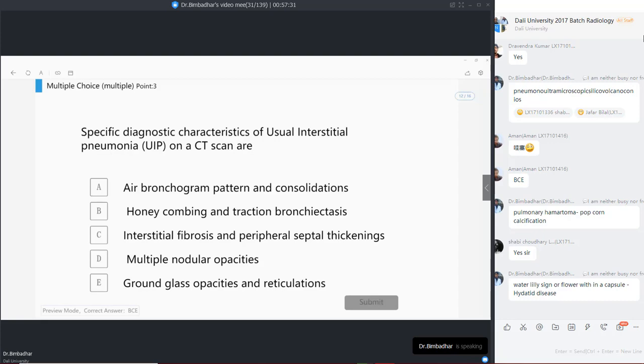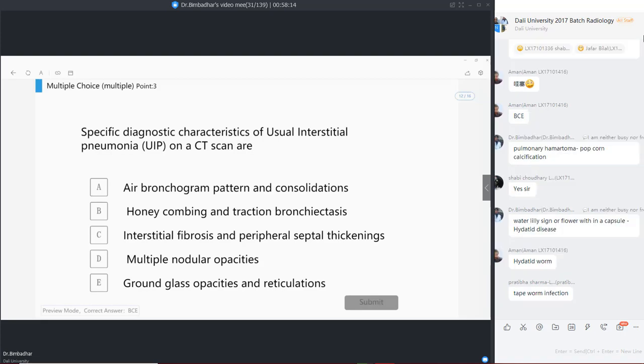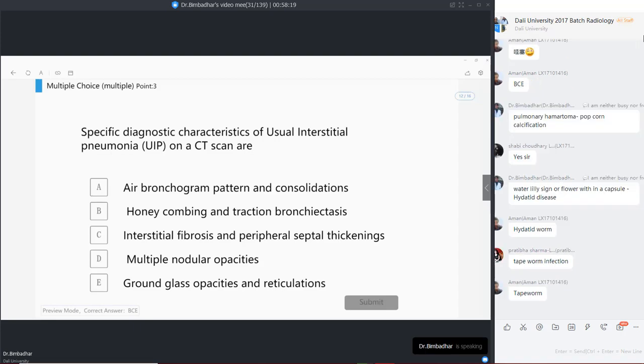See, this is a very classical disease, hydatid disease. What is the parasite that causes hydatid disease? Anybody? Hydatid worm. Doesn't it have a scientific name? Is it called hydatidosis? Tapeworm? What is the name of the parasite? What is the name of the parasite that causes hydatid disease?